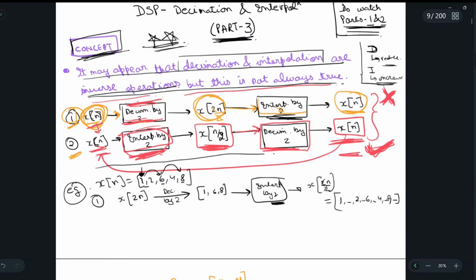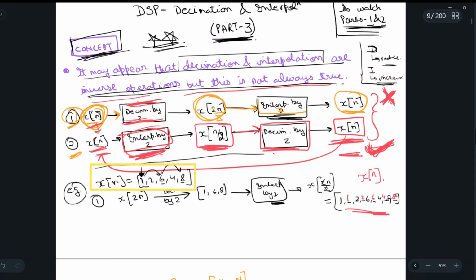So what we will do is we are simply doing step interpolation. So we will write 1 over here, 2 over here, 6 over here, 4 over here, and 8 over here. So this is our final answer, which was supposed to be equal to xn. That was our original signal. But as you can see, our original signal was this.